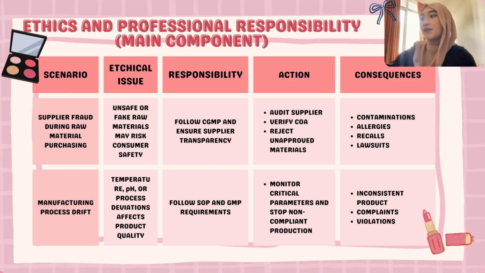This occurs when important parameters such as temperature, pH or processing condition deviate from the standard setting. Even small changes can affect the quality and the consistency of the products. Our responsibility is to strictly follow the standard operating procedure or SOP and comply with CGMP requirements.